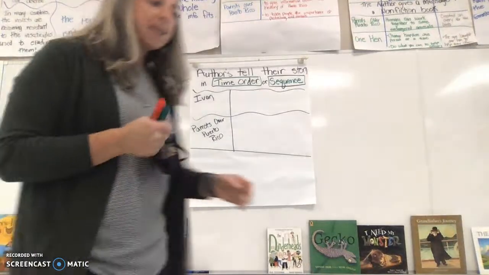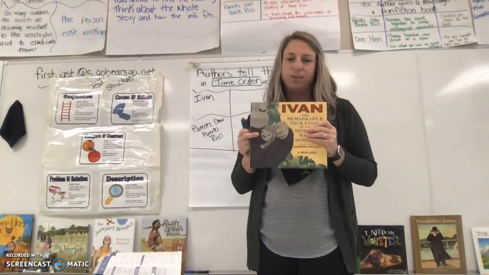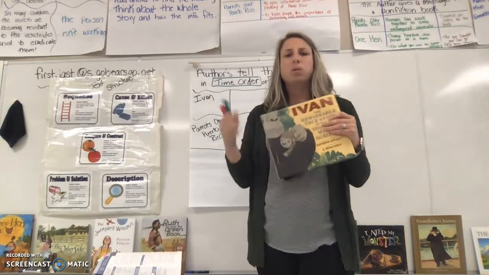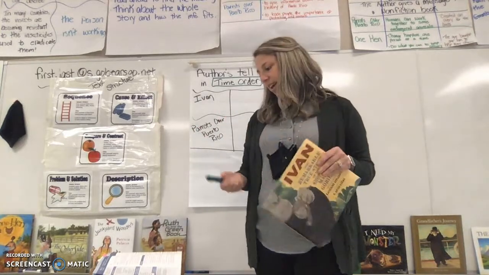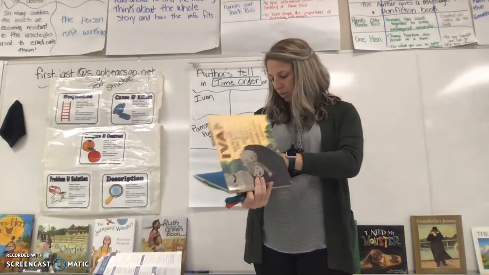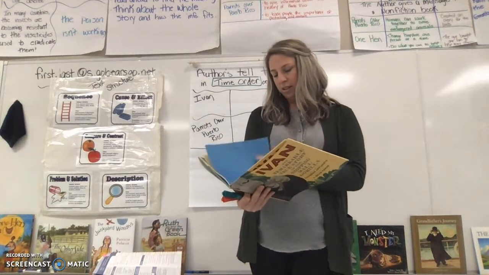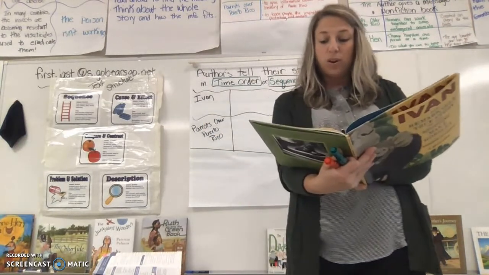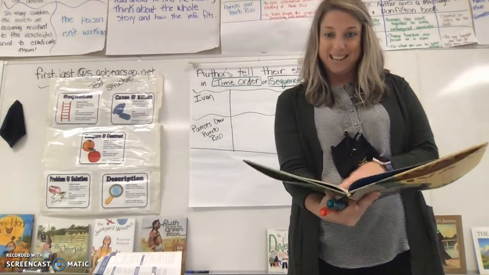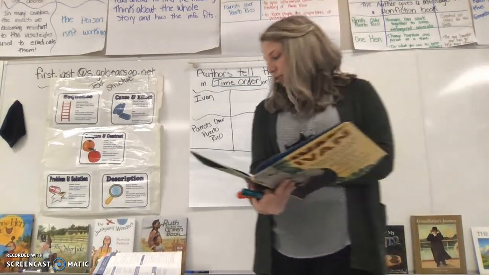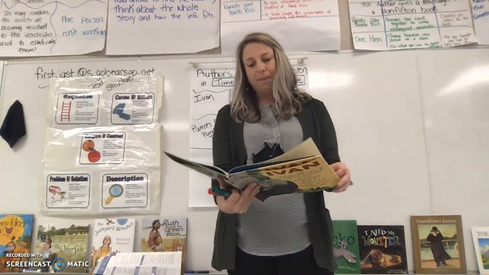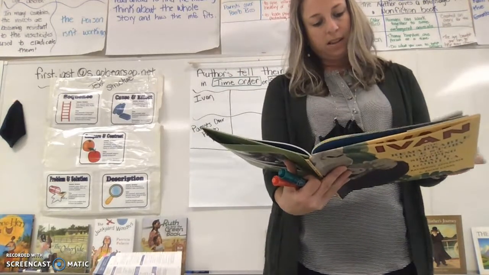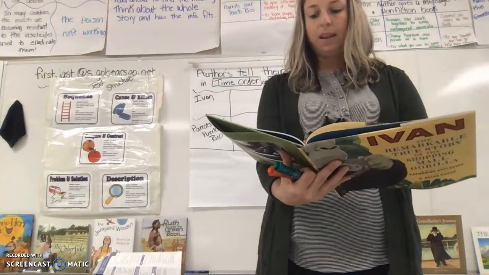So let's think about the book Ivan that we just read. And I want you to think to yourself, what were some time order things maybe that Ivan had? So looking at the first page: In leafy calm and gentle arms, a gorilla's life began. So right there it's telling me how his life started. Then what happens? They grew and they played.